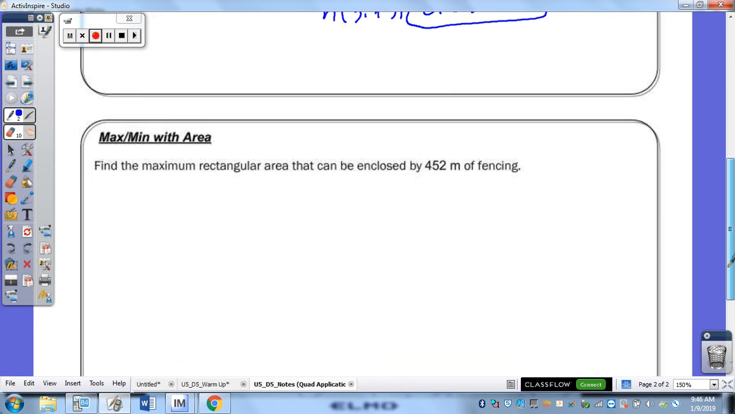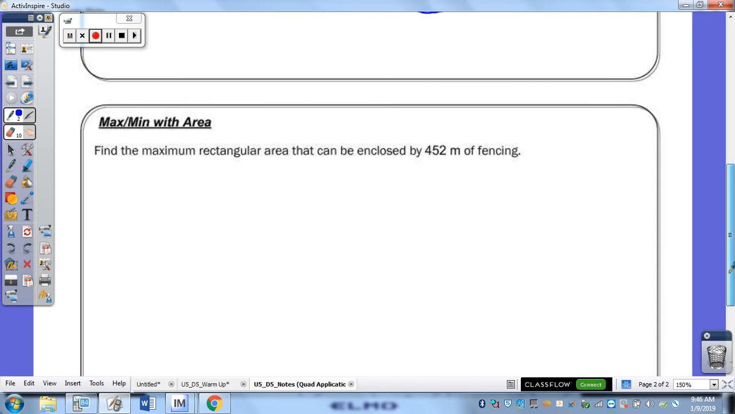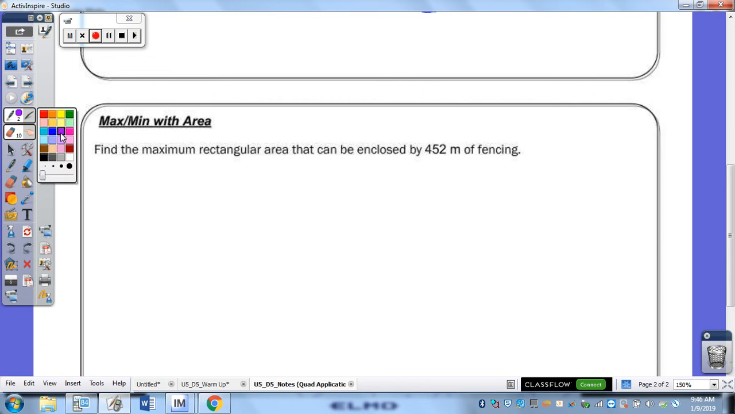So our last one here, max min with area. Find the maximum rectangular area that can be enclosed by 452 meters of fencing. Doesn't really give us much to go on, but talking about a rectangle, so we'll start with that. Let's draw our rectangle. It tells us it's enclosed by 452 meters of fencing.